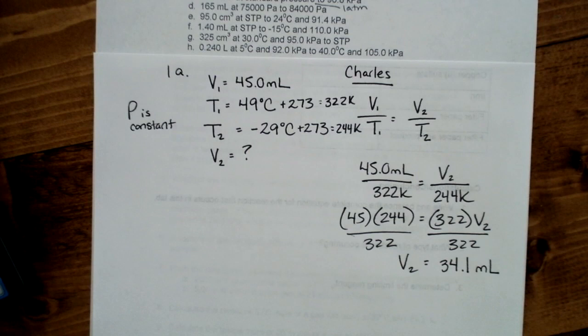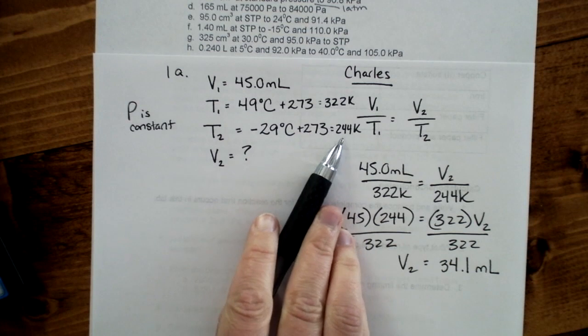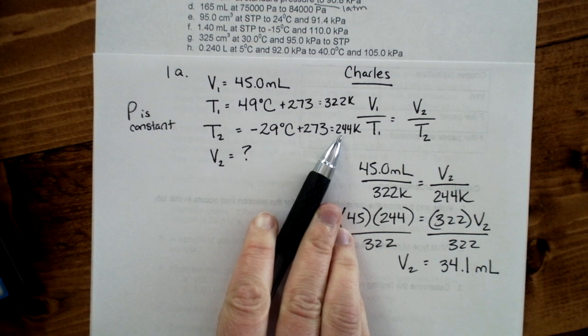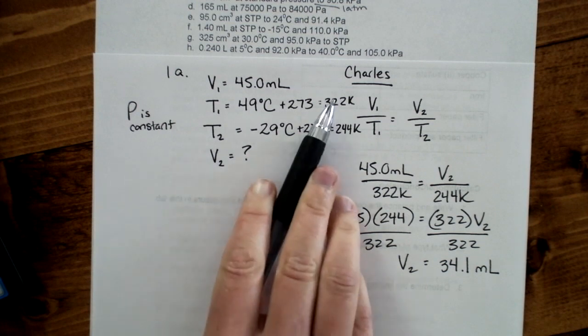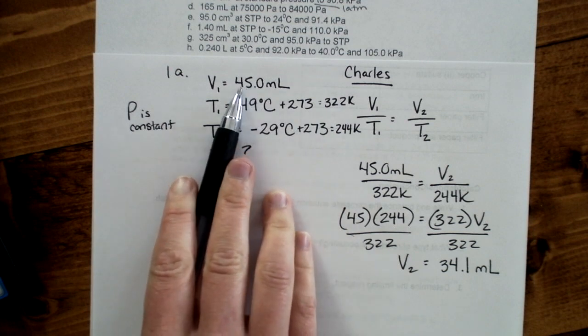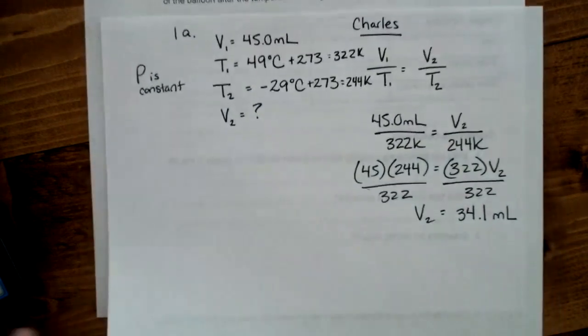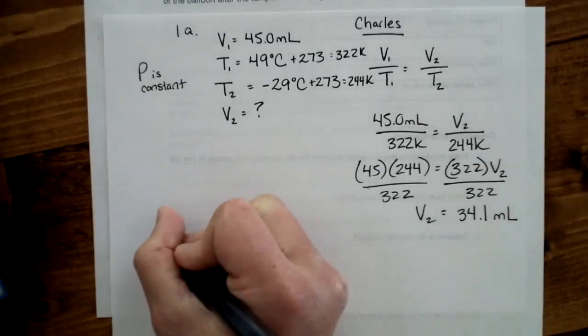All right. Now, a good thing to do for these problems is to check to make sure your answers make sense. If the temperature decreased from 322 to 244, what would we expect the volume to do? Since the volume and the temperature are directly proportional, if temperature decreased, the volume should also decrease. So the fact that we saw 45 go down to 34, that answer makes sense. All right, so that's just an example from problem number 1. I'm going to move on now to problem number 2 and work that with you.